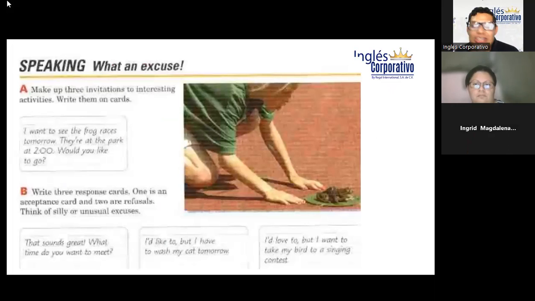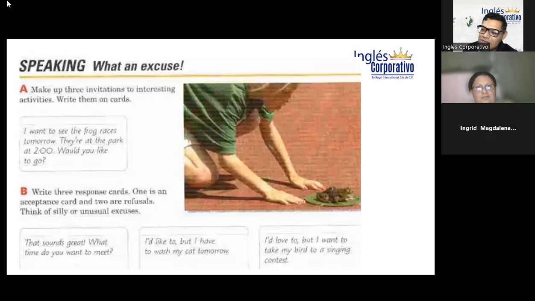Look at this one. Speaking, what an excuse. Make up 3 invitations to interesting activities and write them on cards. Well, in that case, in your notebook or somewhere else. You will make 3 invitations like, you know what? There is going to be a very important exhibit about the cultures of El Salvador. Would you like to go with me? So you give an introduction about the invitation, and then you invite. That's what you had to do.